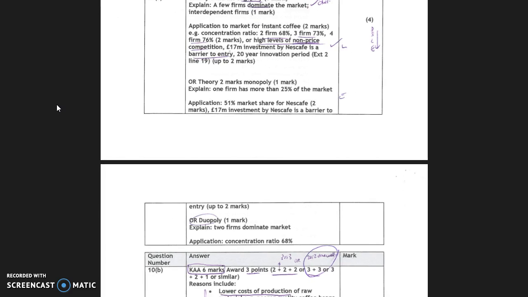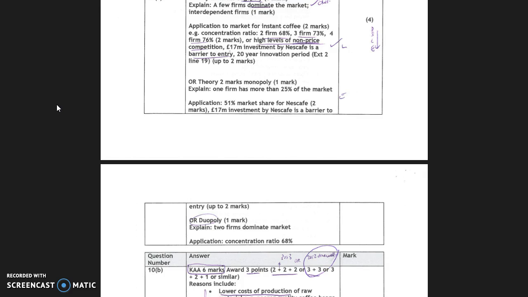So again, likewise, as you see there, you could have gone for monopoly and defined that, where one firm dominates, and then stated it's a monopoly, linking the fact that it's Nescafe who dominates there, 51% market share, and then you can explain fully and legally that means that they are a monopoly because market share is greater than 25%.